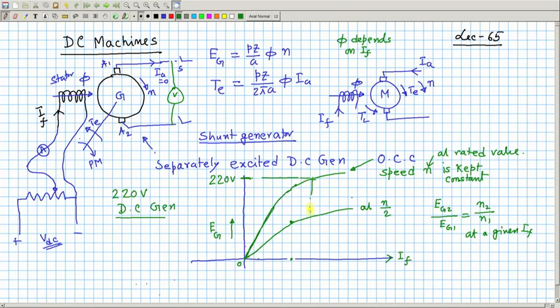And the field current necessary at rated speed to generate 220 volt is this value. This characteristic only tells that you can ascertain or know the value of the field current needed at rated RPM to generate 220 volt if you have the OCC at your disposal. So, this is the thing.